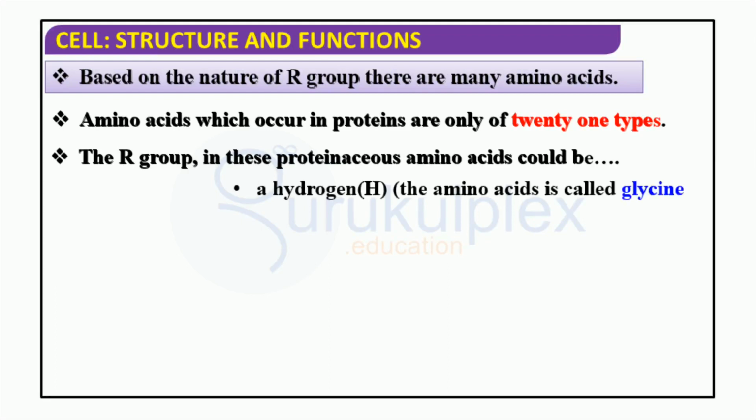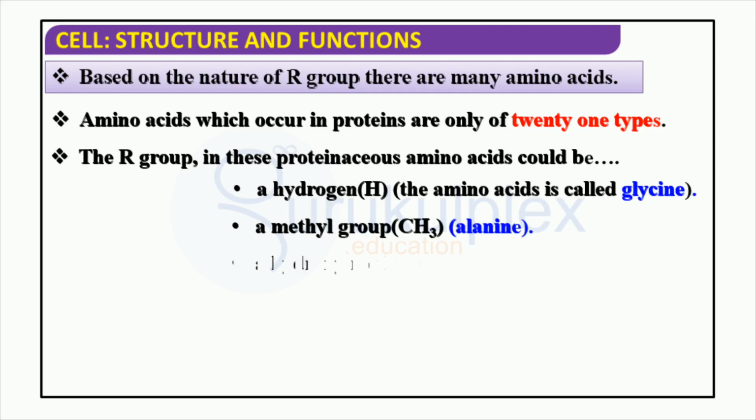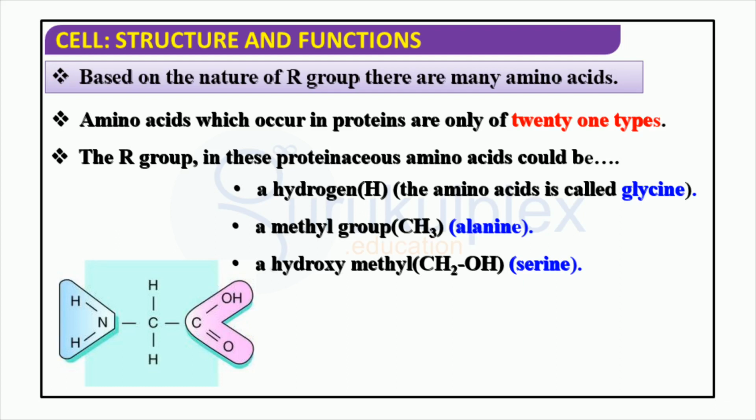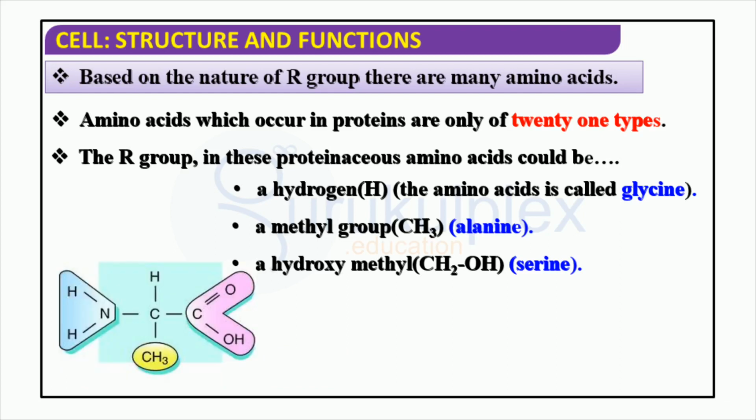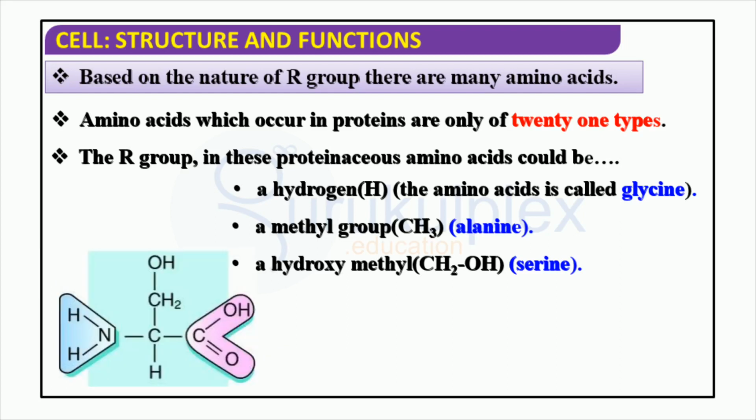Different types of amino acids can be identified based on the type of R group they contain. For example, glycine contains a hydrogen, alanine a methyl group, and serine a hydroxymethyl. In total, there are 21 unique varieties of amino acids, which, along with other biomolecules, are responsible for our existence.